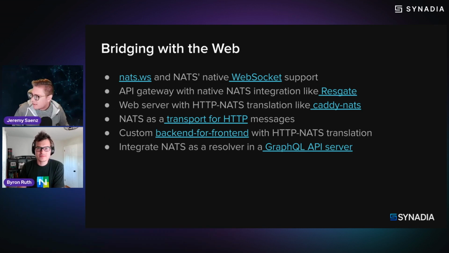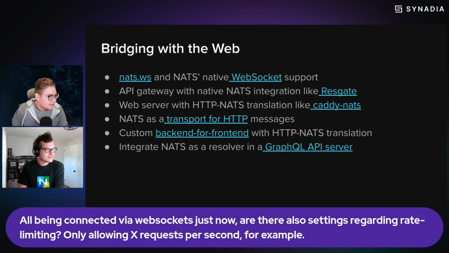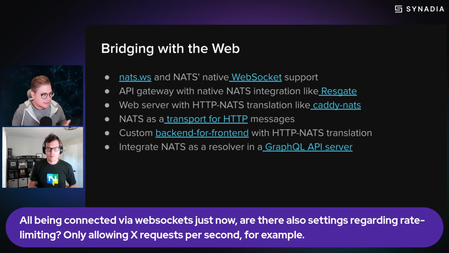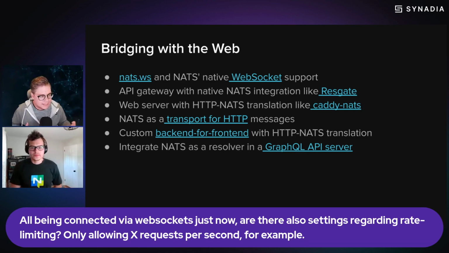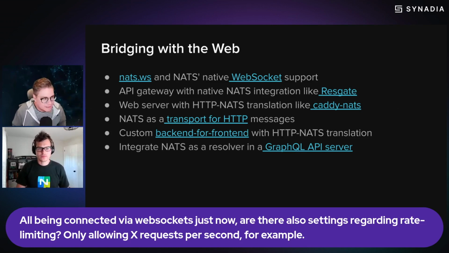Let me see if anything else pops up. Maurice did ask a pretty good question here. Let me pop it up in a little banner so we can all see it. He asked, all being connected via WebSockets just now, are there any settings regarding rate limiting, only allowing X requests per second, for example? When you're minting user JWTs, you can set limits on all of those, just like you can with any other NATS user. Things like limits on how many messages they can send and everything like that can also be done, which is pretty cool.